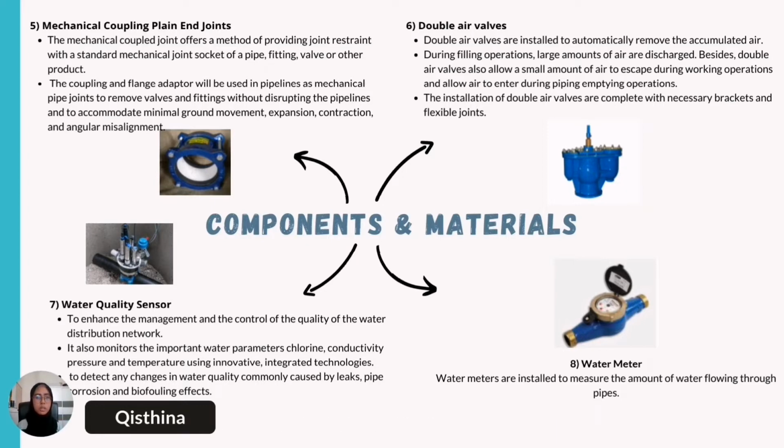In this project, they also installed a water quality sensor. The sensor is specifically designed to enhance the management and control of the quality of the water distribution network. It is also used to monitor the important water parameters: chlorine, conductivity, pressure, and temperature, using innovative and integrated technology. With the water quality sensor, it can be used to detect any changes in water quality commonly caused by leaks, pipe corrosion, and befouling effects.